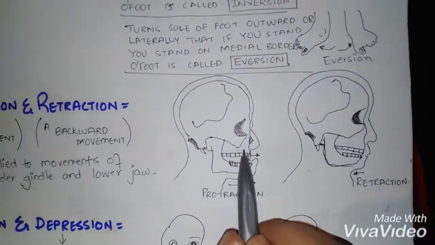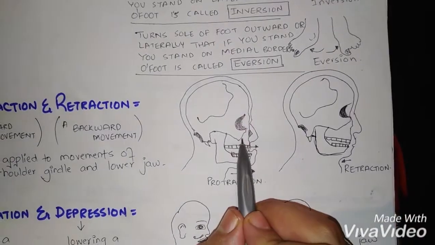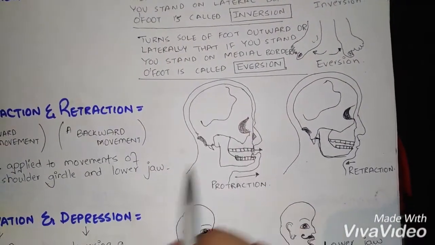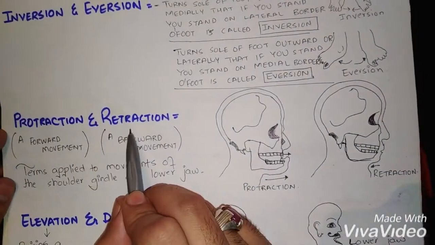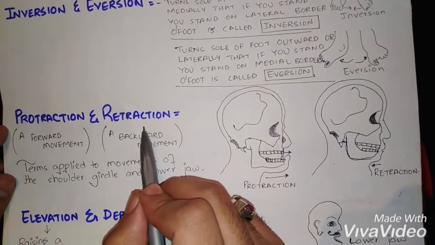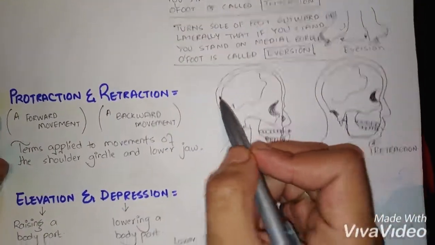And the same with the shoulder girdle. If you move your shoulder anteriorly and ahead, it is known as protraction, and if you move them back to the same position, it is known as retraction.